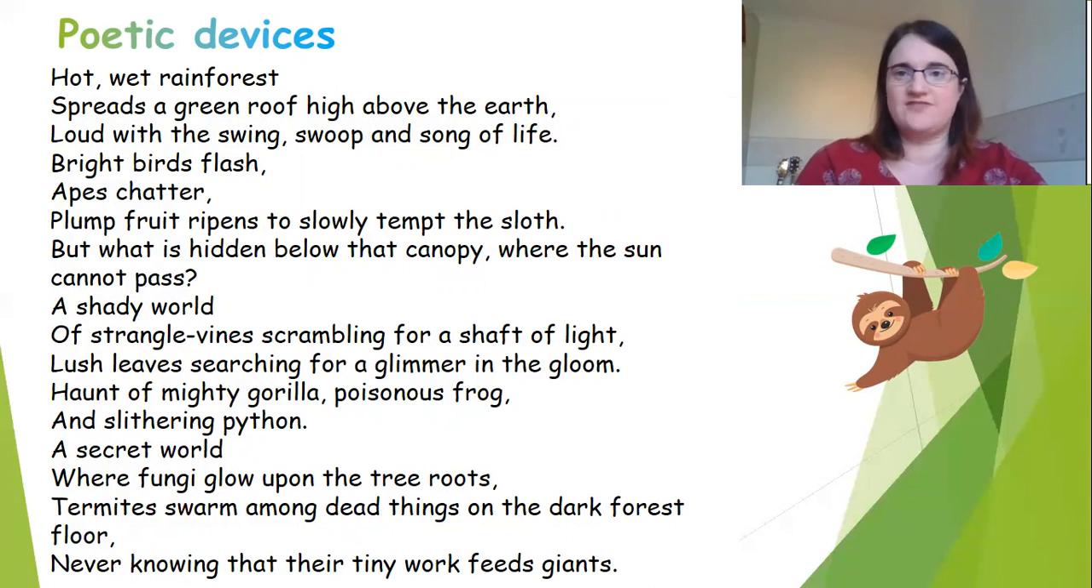She also uses lots of noun phrases. So she's got a lot of adjectives in her poetry. And that's really common in poetry, where the poem is describing a scene. And there are lots of poems where they describe scenes. And this poem is describing the rainforest, isn't it? So we're going to be able to use all those words we've come up with before to describe the rainforest. So you can see here, we've got hot, wet rainforest. Okay, and we looked at all those expanded noun phrases yesterday, didn't we? We've got a shady world.